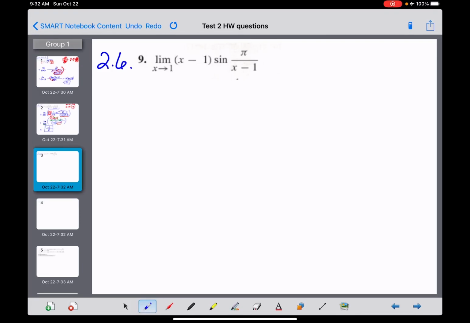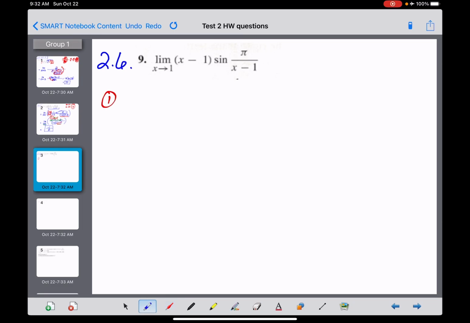Number 9 in 2.6 in the book here. If you read your directions carefully, guys, they're telling you straight out here that you need to use the squeeze theorem on a problem like this. None of the other methods that we had talked about would work on this problem anyhow. So let's see if we remember our 3 steps to the squeeze theorem.